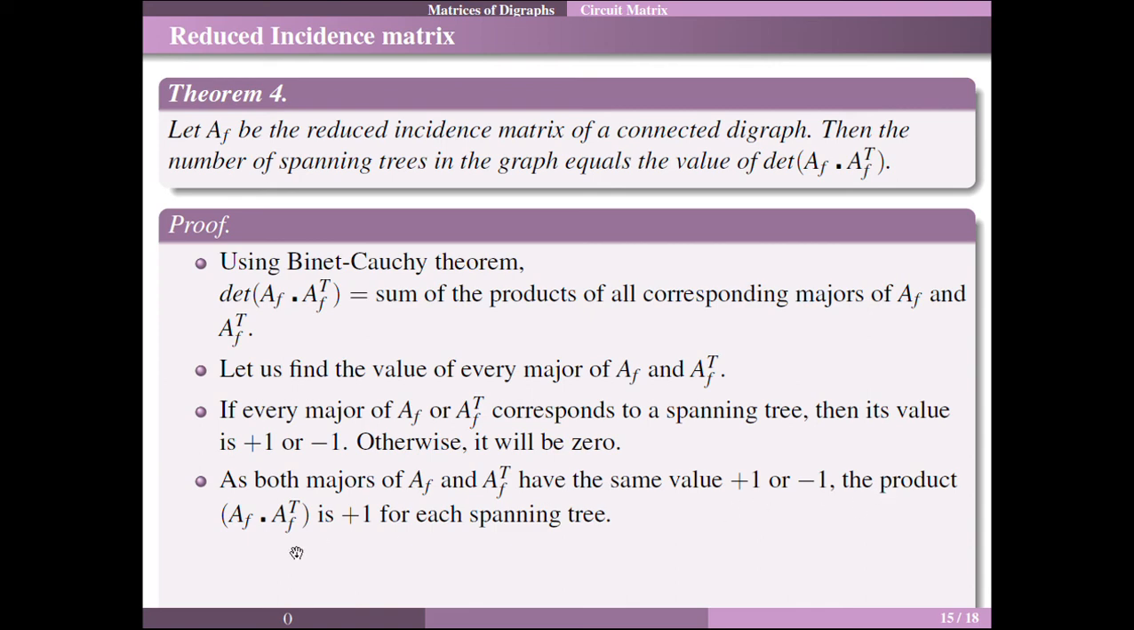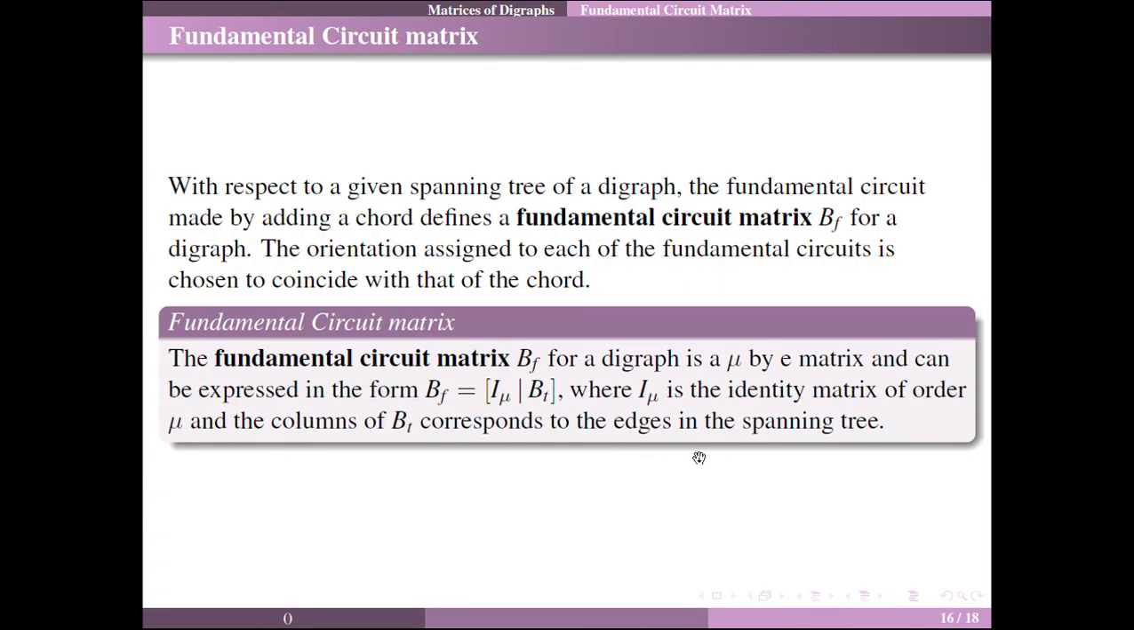And hence the product of the majors is always +1 for each spanning tree. And hence the determinant of AF dot AF transpose will be equal to the sum of all these ones, which is nothing but the number of spanning trees in the graph. Hence the theorem. Next, we define a fundamental circuit matrix.